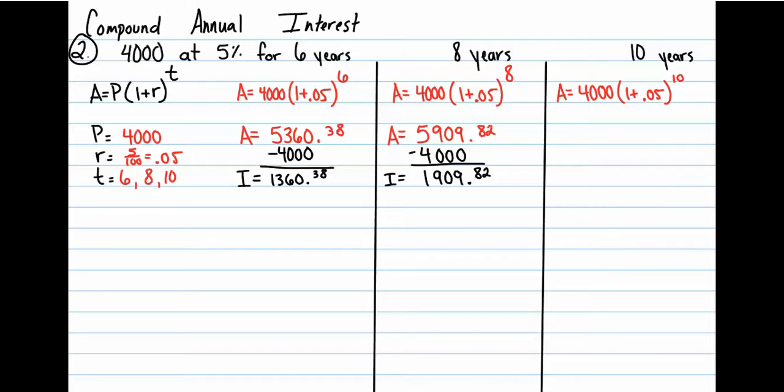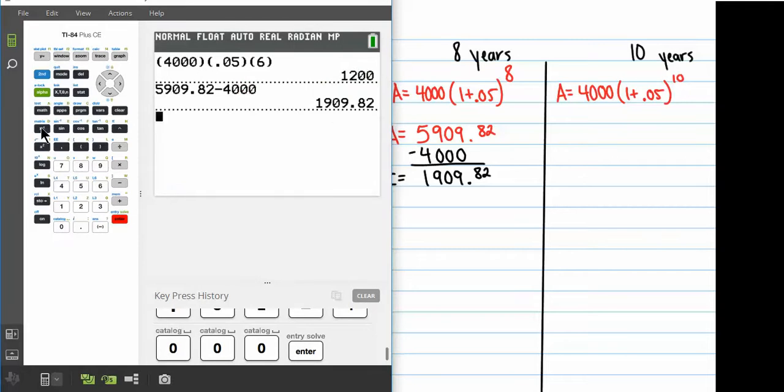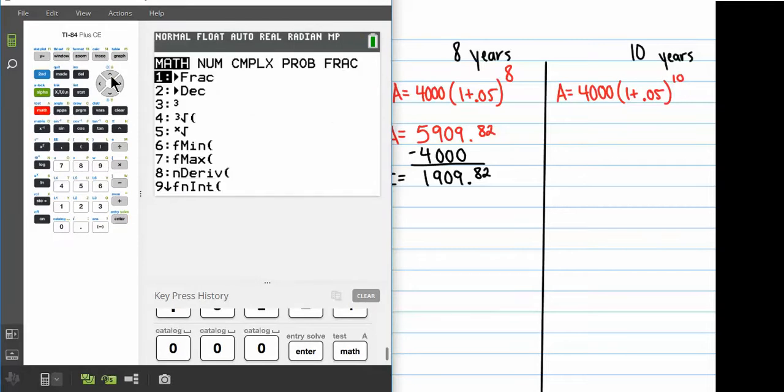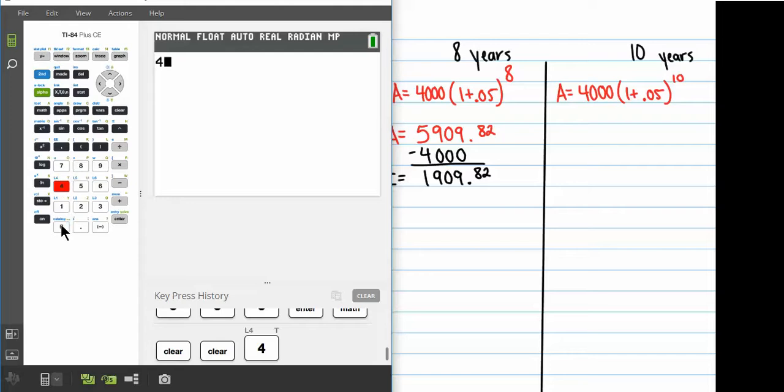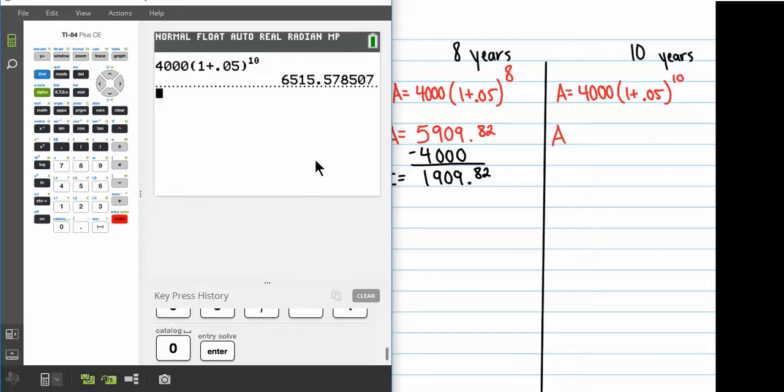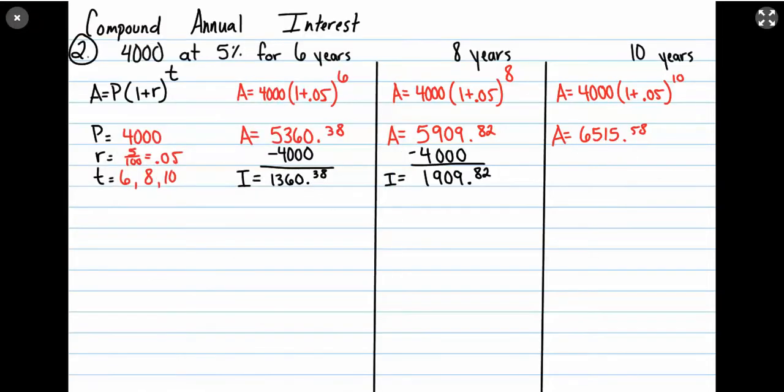So let's go ahead and set this one up. I'll go back to my math solver. You know what, let's try it this way. I haven't done a few of these. So let's type it in just here at the home screen. So what's 4,000 parentheses 1 plus 0.05 to the power of 10. And in this case, I would get 6,515 with 58 cents.